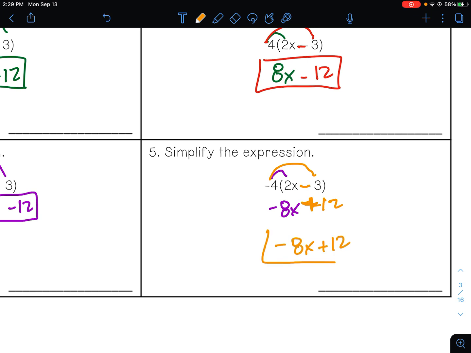I like to just say negative 4 times 2x, which is negative 8x. Negative 4 then times negative 3, because that is a minus 3.